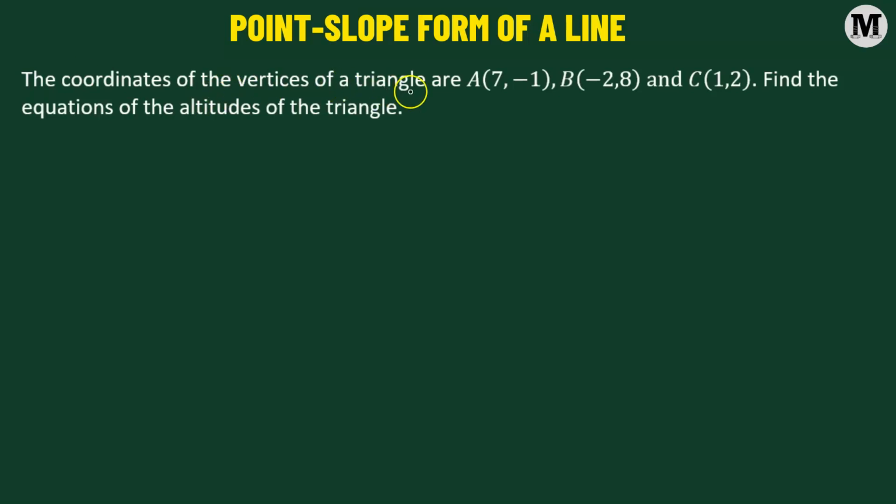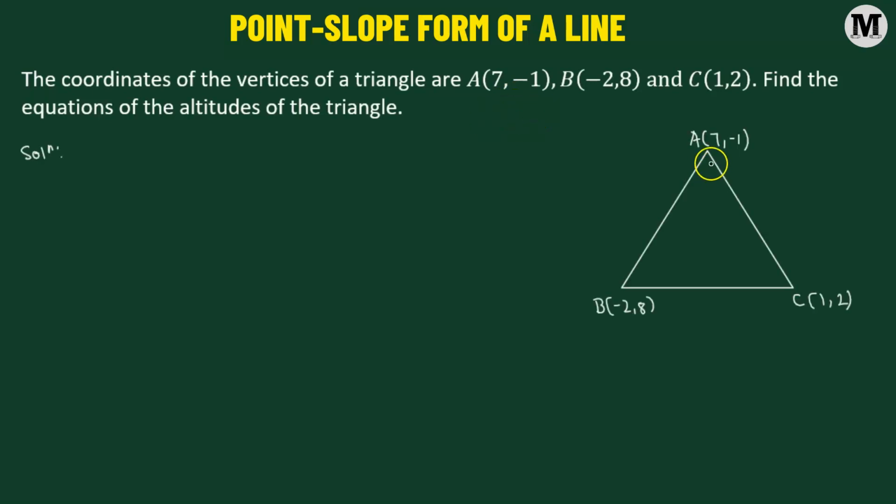The coordinates of the vertices of a triangle are given to us. Find the equations of the altitudes of the triangle. So we'll begin by first considering a triangle ABC. Now, from each of the vertices, we are going to drop a perpendicular to its opposite side.